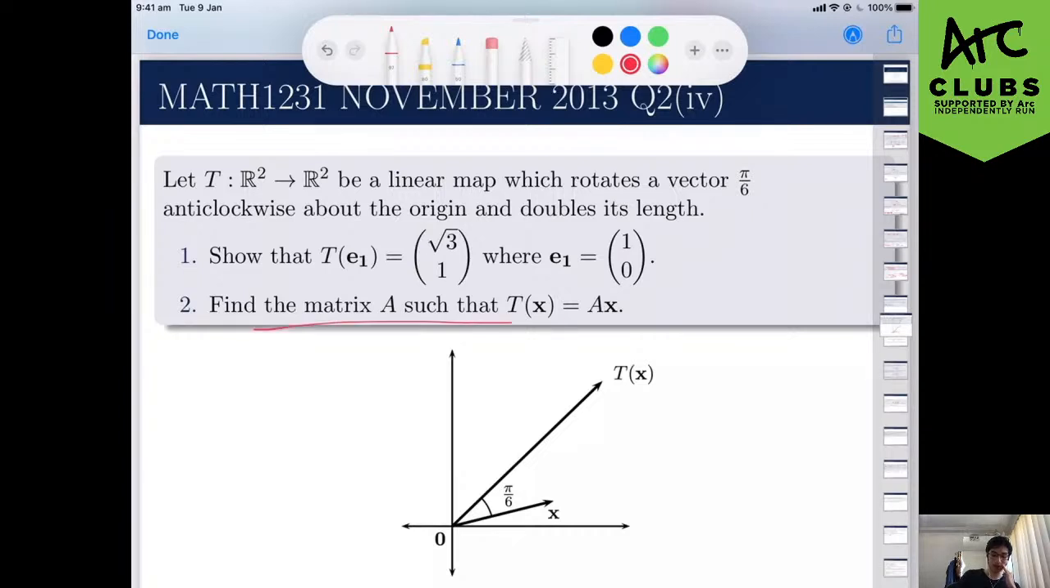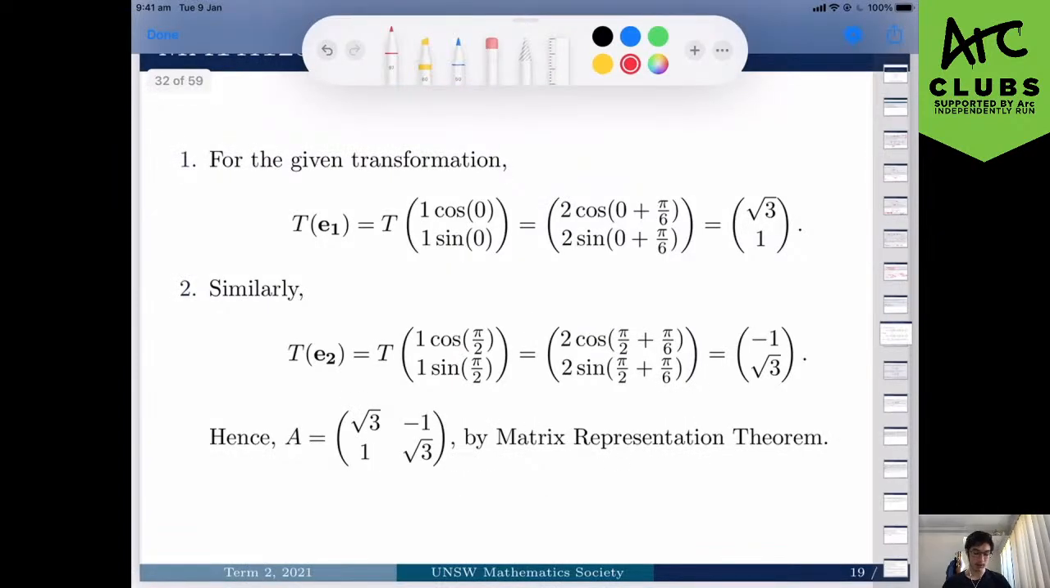And to find the matrix, we're just going to use the matrix representation theorem, which says if we find where each standard basis vector lands, then we can write a matrix for the transformation. In this case, it tells you where the first one will land, just so you can check that your answer is correct.